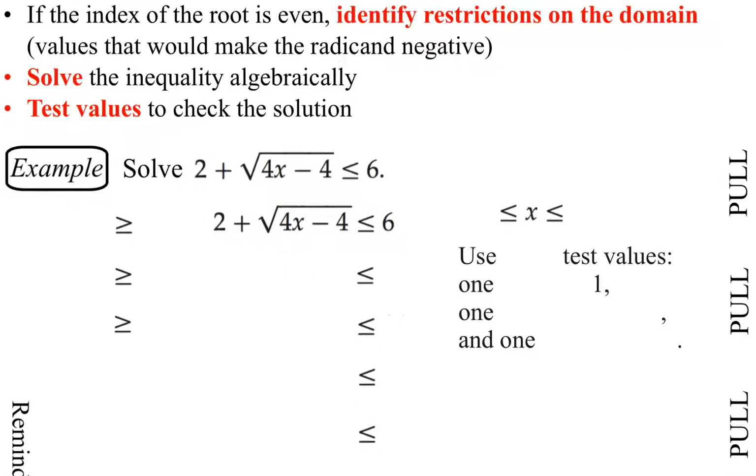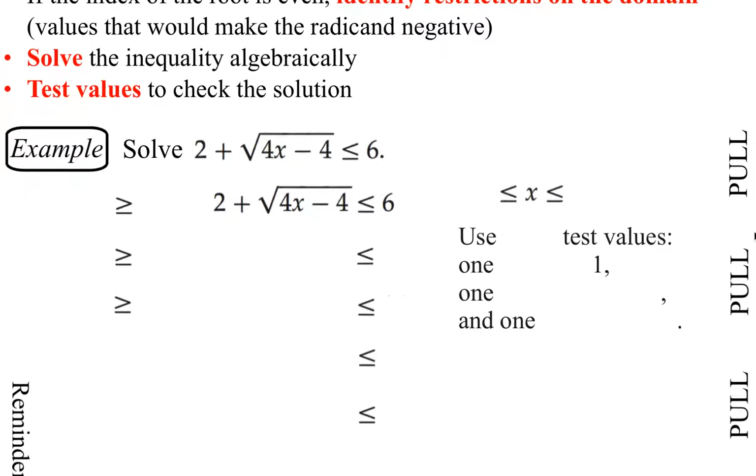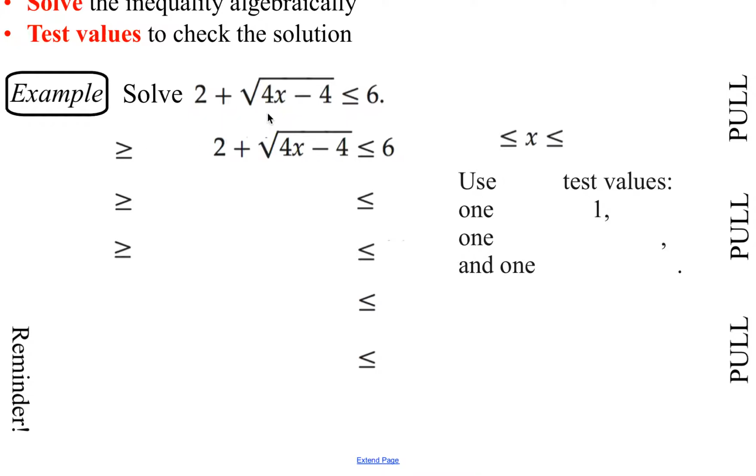So let's go ahead and jump into one of these to see how this works. The first thing we're going to do is see if there are values in our domain that we need to exclude. Under the radical, we have 4x minus 4, and that has to be greater than 0. It has to be positive. So we set that greater than or equal to 0 and solve it. Adding 4 to both sides and dividing by 4, we find that our domain is restricted to anything greater than or equal to 1. We can't have any values smaller than 1 because we'll get a negative under here. So we can only use values greater than or equal to 1.